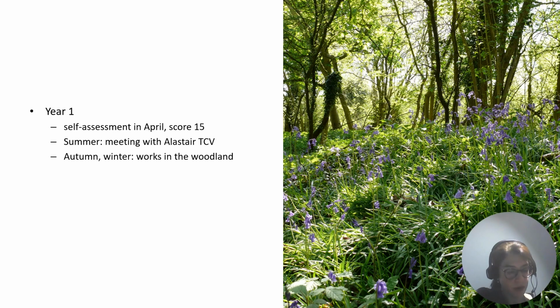An example of how you can use this self-assessment: for instance, year 1, this year, imagine that in April you have run the self-assessment and you have got a score of 15. In summer, you have met Alastair from the Conservation Volunteers, and he has suggested some management actions that you can do to improve your woodland. Then autumn and winter arrive, and you do some works on the woodland. This is how a year 1 in a woodland can look like.